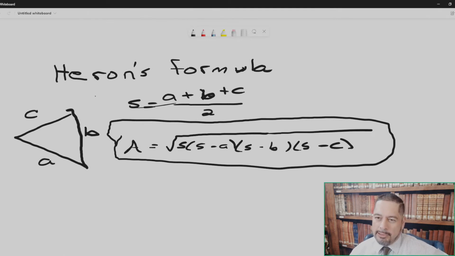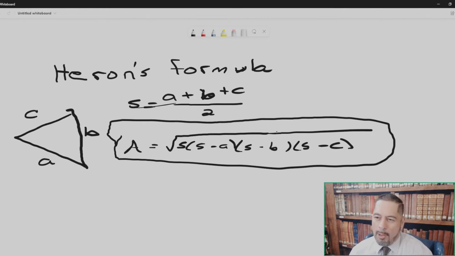Heron's formula says that if you have any triangle, there's no restrictions on the type of triangle, you can get the area given just the side lengths by taking the semiperimeter, and the semiperimeter is, as you would think, half the perimeter. You take A plus B plus C divided by 2, and then the area can be given by taking the square root of the semiperimeter times the semiperimeter minus side A times the semiperimeter minus side B times the semiperimeter minus side C. And that beautiful theorem gives you the area of a triangle.